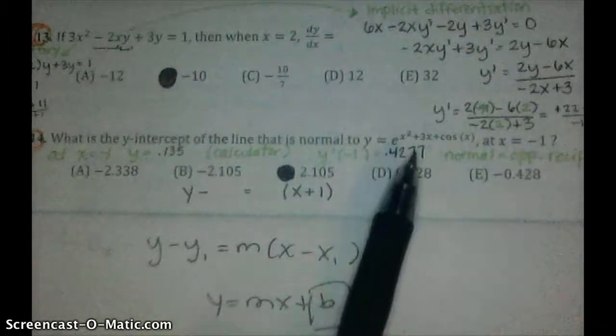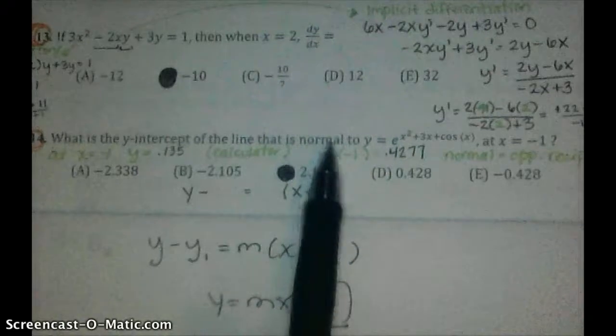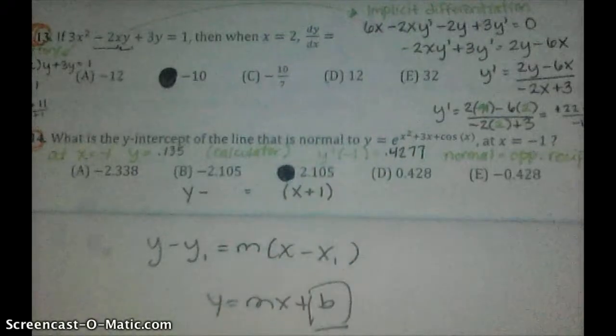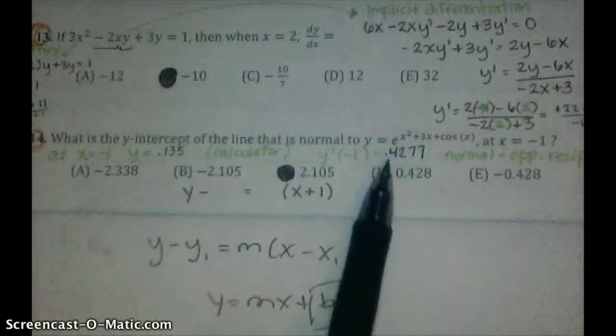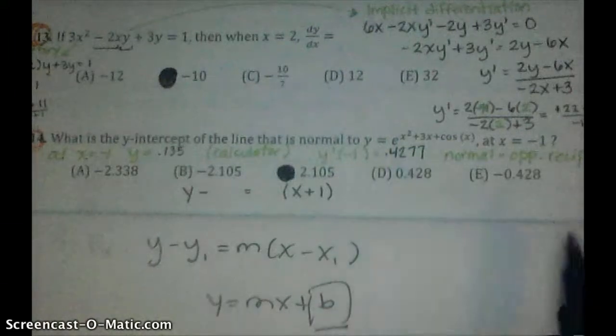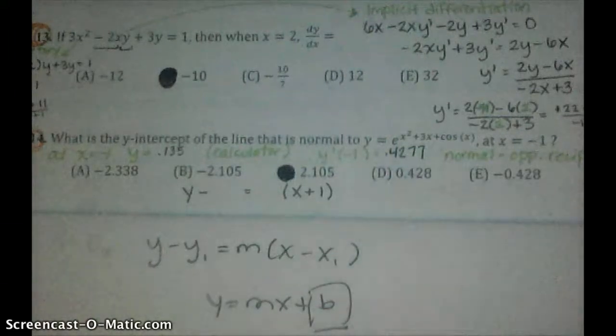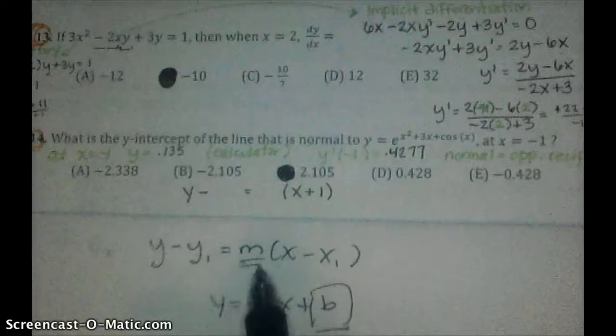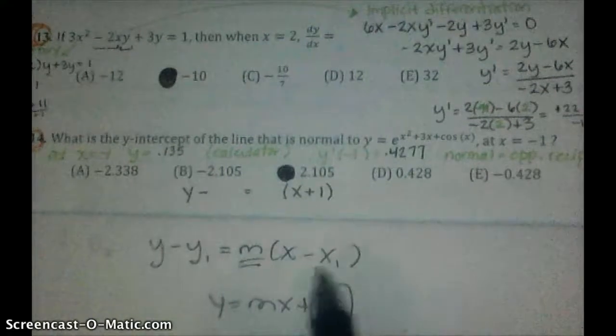In order to get the slope of the normal line, I grab my calculator and I do negative 1 divided by 0.4277, and it turns out to be negative 2 point something something something. That slope is going to go right here. Now we know the x value.